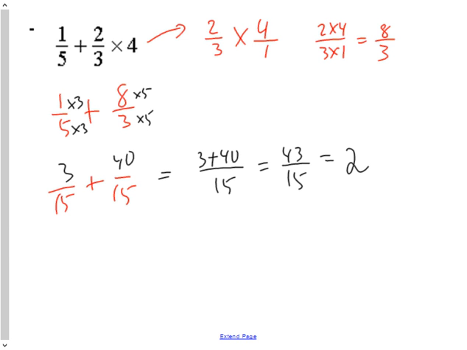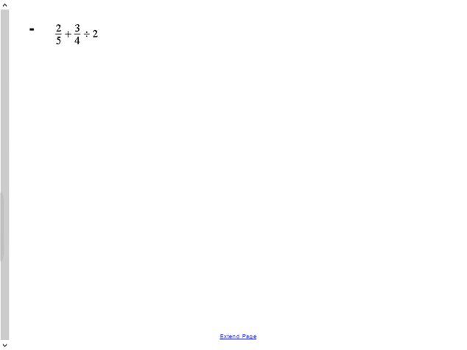So 2/15 is 30, which means there's 13 left over to get to 43. And your final answer as a mixed fraction is 2 13/15. Your next question is almost identical to the last one, except we have 2/5 plus 3/4 divided by 2.